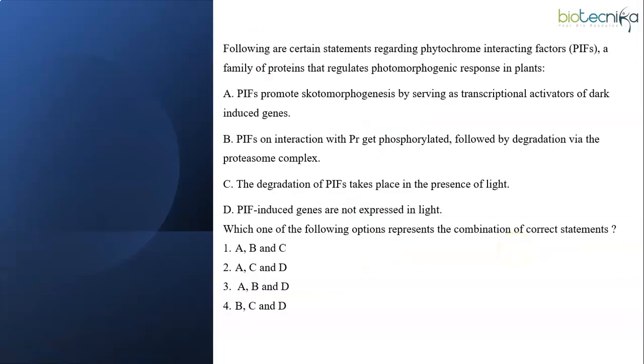Moving on to the third question. Following are certain statements regarding phytochrome interacting factor, that is, a family of proteins regulating photomorphogenic response in plants. PIF promotes scotomorphogenesis by serving as a transcriptional activator of dark-induced genes. PIF on interaction with PR gets phosphorylated, followed by degradation via proteasome complex. The degradation of PIF takes place in the presence of light.